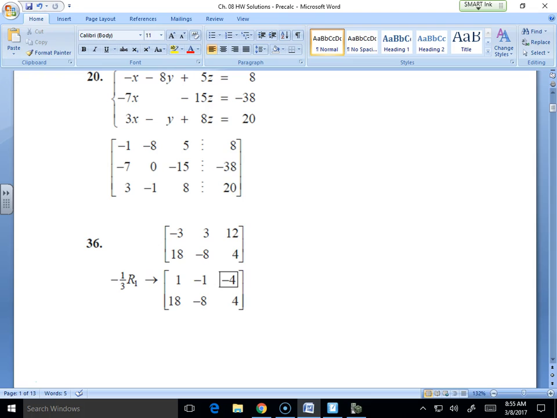I don't even know if I got to 8. Number 36. You're filling in a blank, and the blank should have been a -4. Some of you might have been a little confused. But look, they were just establishing the 1, and to establish the 1, you can multiply everybody by -1/3. So 12 times -1/3.